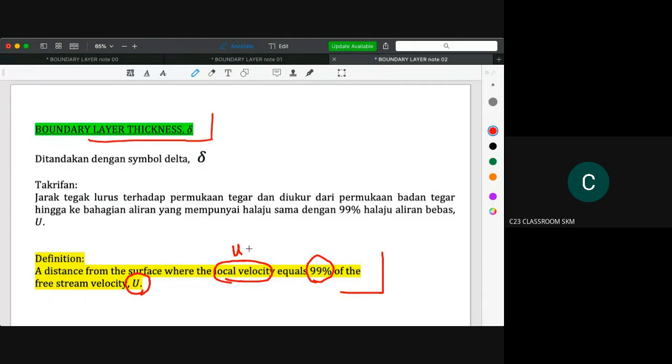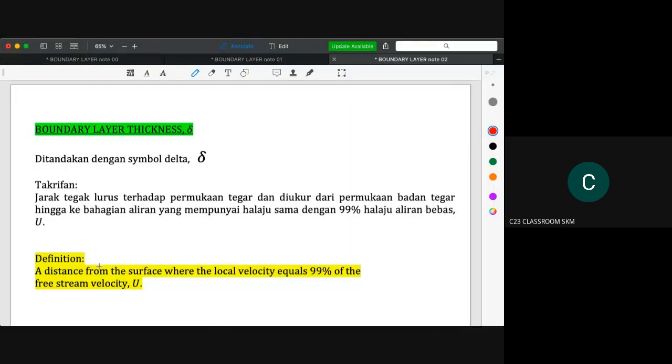by using your handwriting, please write carefully. You could write small u like this, and I propose that you write your capital U like this, with U and a bar on it. Please do not write U and bar like this. Please write like this, and do not write like this because it will confuse the reader. This is just to differentiate between the capital U and small u. So this is the definition of boundary layer thickness.